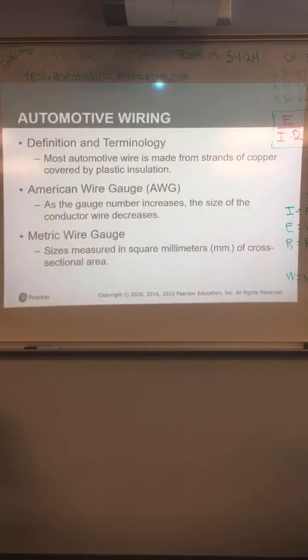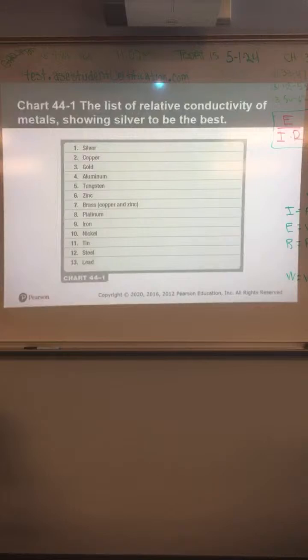Most automotive wire is made from what? Stranded copper with a plastic insulation, right? Wire size is measured in two different ways, like we talked about already. It's either AWG, American wire gauge, or in square millimeters if it's a metric measurement. We've seen that already. Your best conducting metals down to the worst.